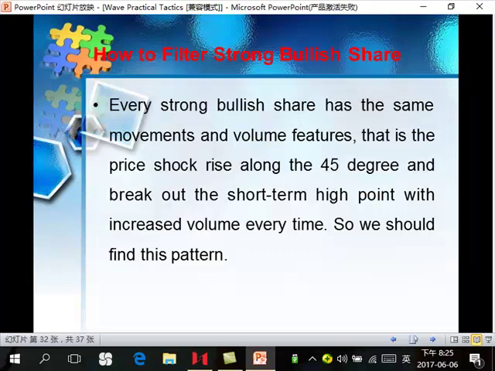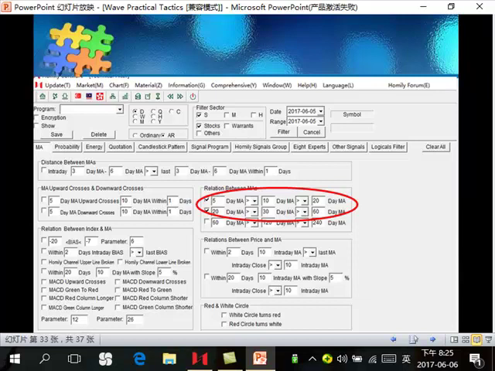Then we can see this one. This filter method is a little complicated because there are so many steps, but it is easy to choose. You don't need to change the parameters, just follow it. I will show you how to do that step by step. The first one, how to find it? 5 day moving average more than 10 day moving average, more than 20 day. 20 day more than 30 day, more than 60 day. Why do we choose these two situations?